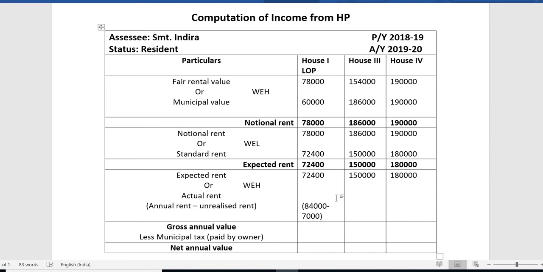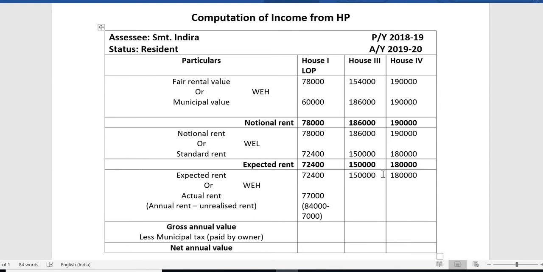So how much is the actual rent? 84,000 minus 7,000. In 84,000, if you minus 7,000, 4,000 gone, 80, then 77,000 it comes. 77,000. Please, all of you use your own calculator. I'm not using a calculator. Okay, calculate on your own. 84,000 minus 7,000, you will get 77,000. So this is the actual rent for house 1.